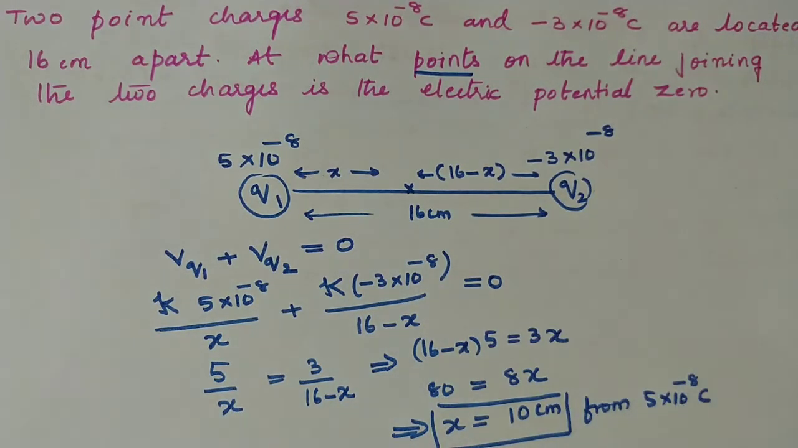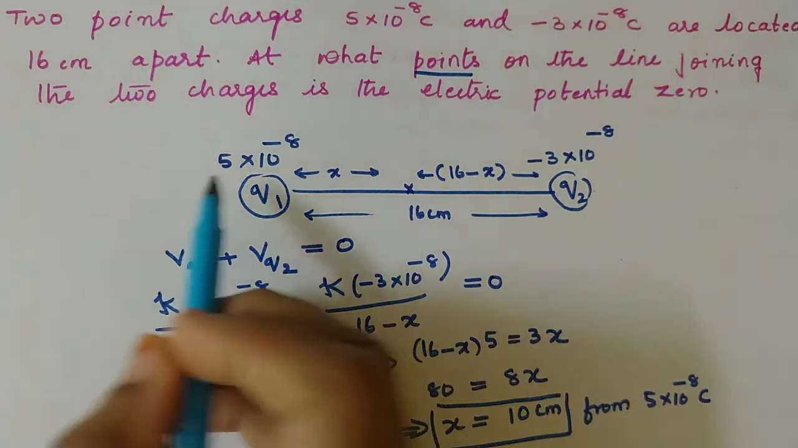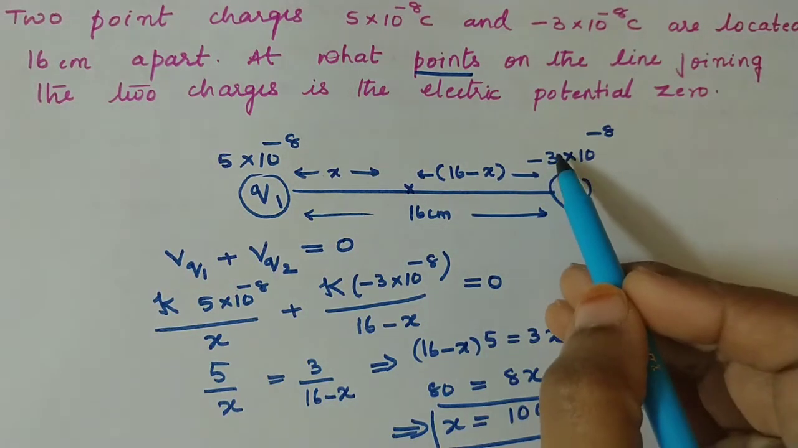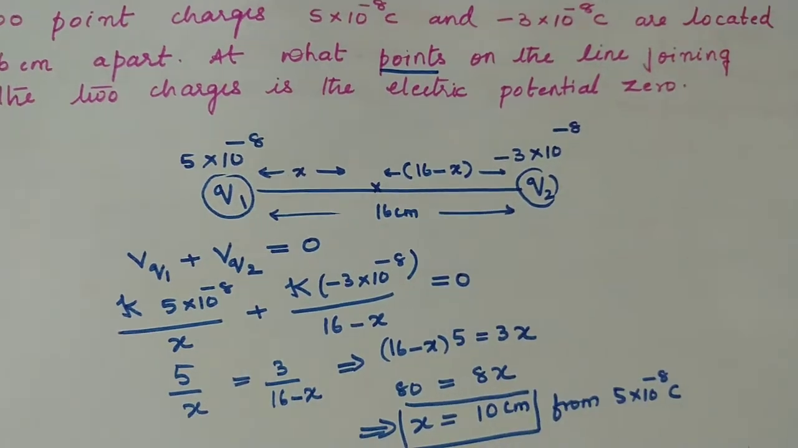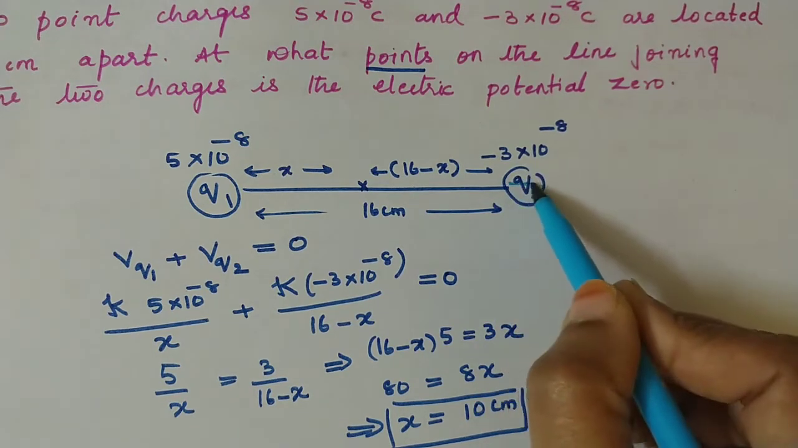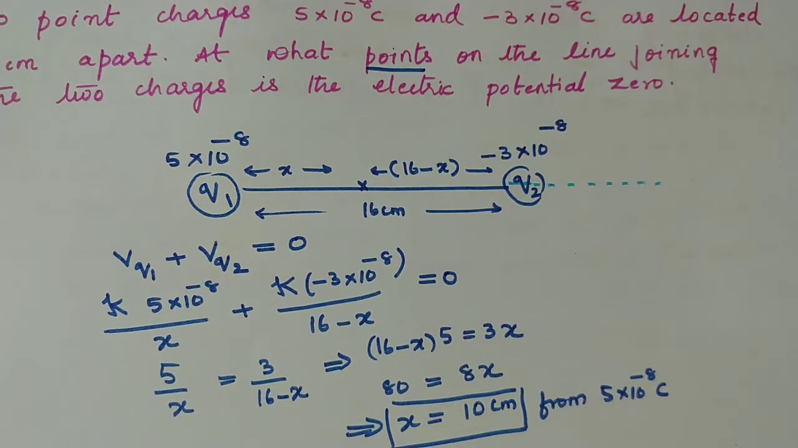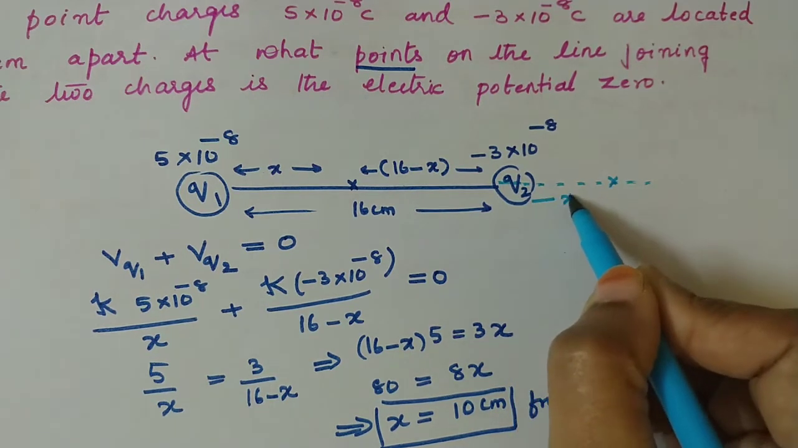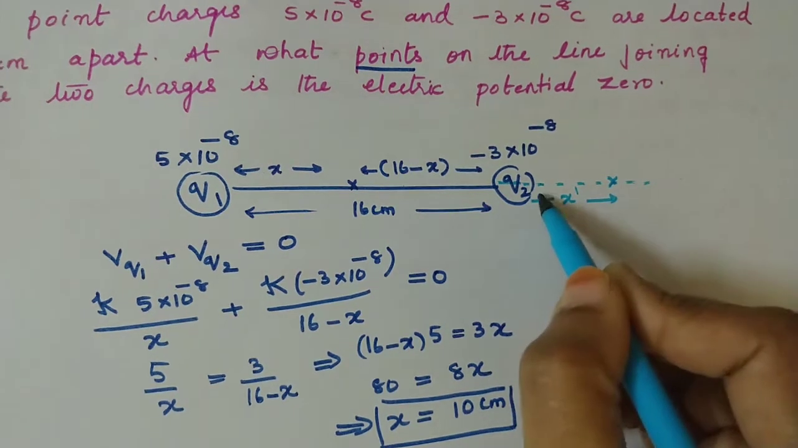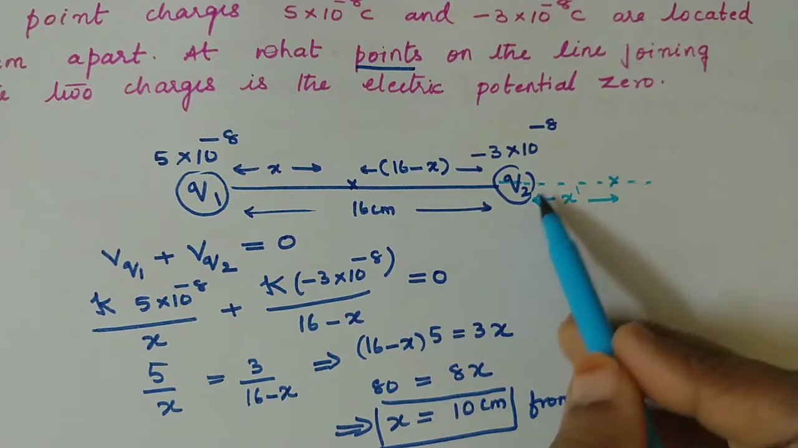Now there is one more point where potential is 0, and that point should be selected close to the charge of smaller magnitude. See, one is 5 and the other one is minus 3. If you take only the magnitude, 3 is less when compared to 5. So there is another point along the line joining the centers but outside the system where potential is 0. Now I will take this distance as x dash. Now we need to find this x dash also.